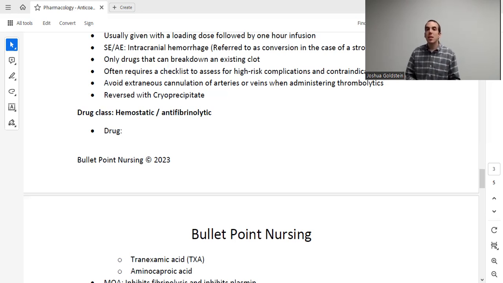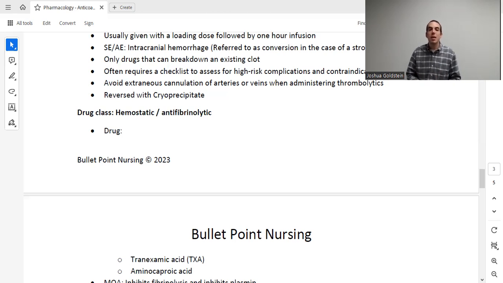The next medication we're going to talk about is taking a complete 180. This medication is talking about how to help a person clot. So a hemostatic or antifibrinolytic, that's a double negative. Fibrinolytic breaks down fibrin, and antifibrinolytic preserves fibrin. Fibrin, again, is the clot. So this medication is the opposite of everything we're going to talk about. This is helping you clot.